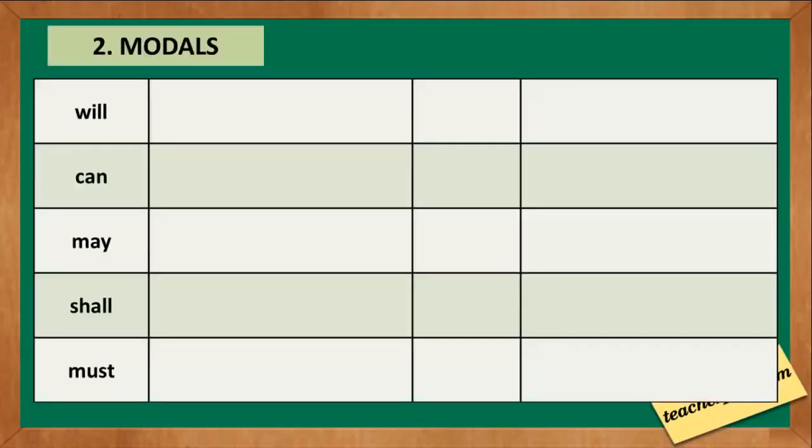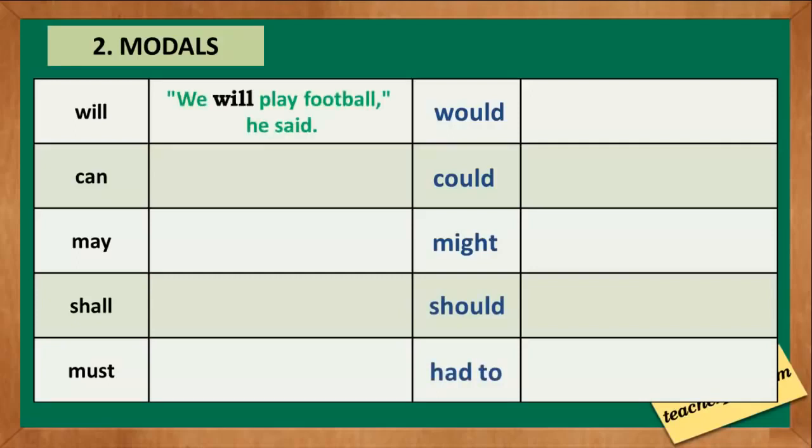The second rule is regarding the use of modals. We also change our modals when we make indirect speeches. Examples: the modal will change into would, can into could, may into might, shall into should, and must into had to. Examples: we will play football, he said. The indirect speech is he said he would play football.